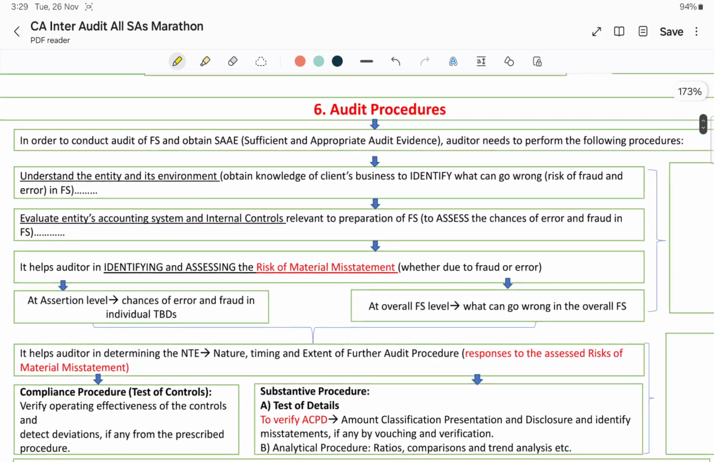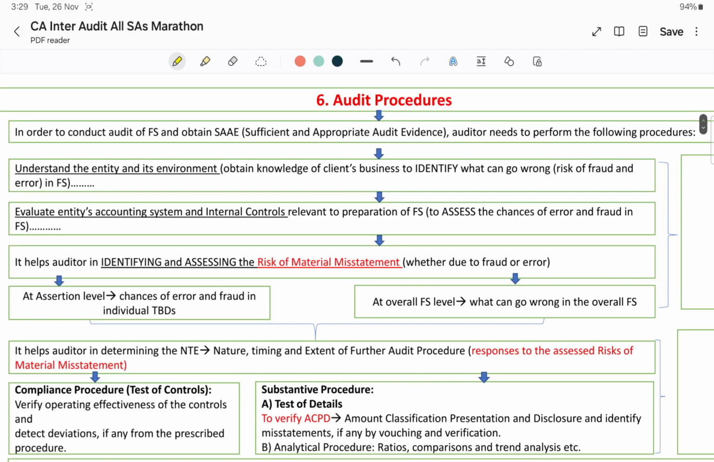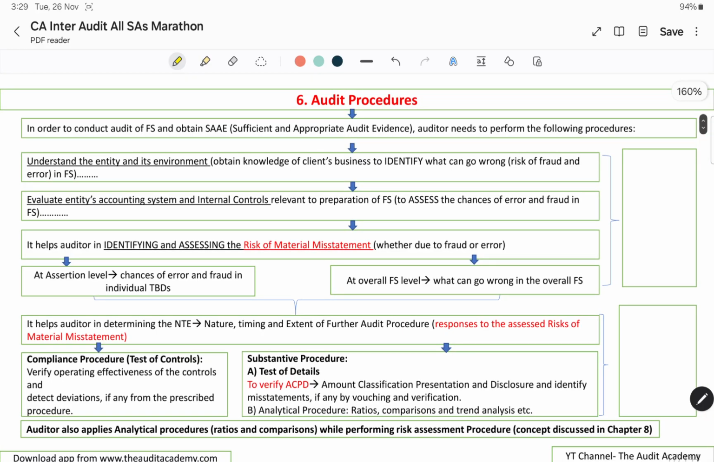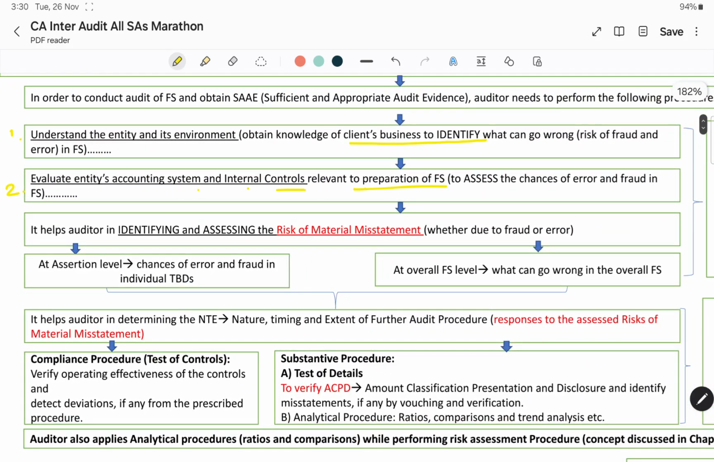Sixth is audit procedure. In order to conduct the audit of the financial statement and obtain sufficient appropriate audit evidence, auditor needs to perform the following procedure: understand the entity and its environment, obtain the knowledge of a client business to identify what can go wrong, risk of fraud and error in financial statement. Evaluate entity's accounting system and internal control relevant to preparation of the financial statement to assess the chance of error and fraud in financial statement. It helps the auditor in identifying and assessing the risk of material misstatement.